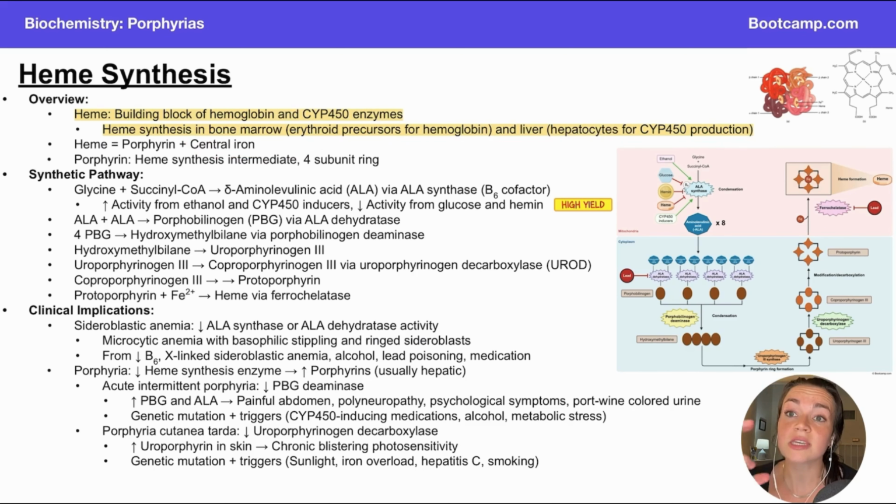So you can use these uses of the heme building block to back rationalize where they are created. And so this heme building block itself is made up of two subcomponents, a porphyrin and a central iron. And I just introduced another new word. What is a porphyrin? A porphyrin is a heme synthesis intermediate made up of a 4-subunit ring. So let's look at some diagrams, hopefully clarify things a little bit.